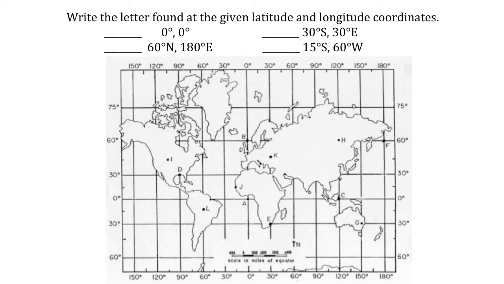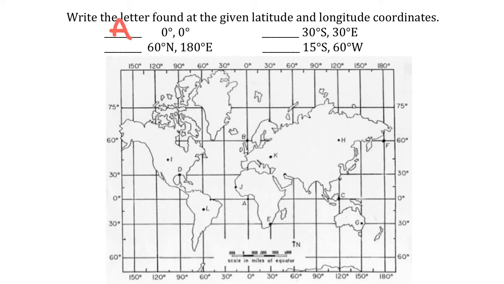So now that you know how to actually state the latitude and longitude coordinates, we're going to go the other way. We're going to give you the latitude and longitude coordinates and see if you can figure out which letters should be at each of these locations. So we're going to start off with 0 degrees, 0 degrees. Figure out which letter you think belongs there. Enter your answer. Click Continue to see if you're correct.